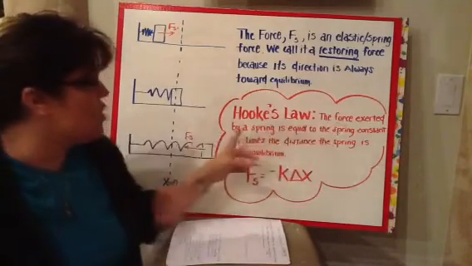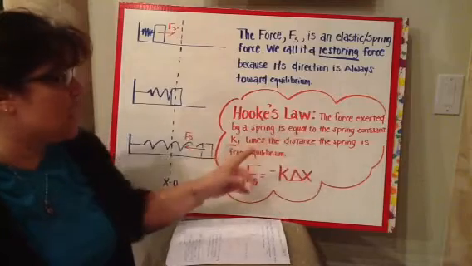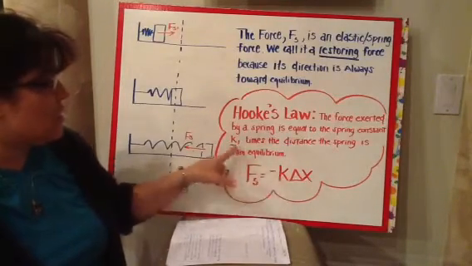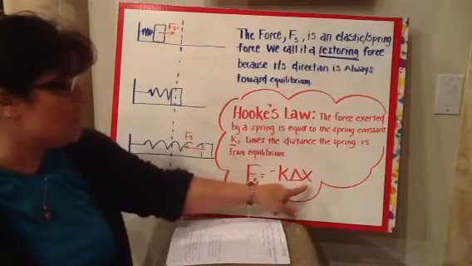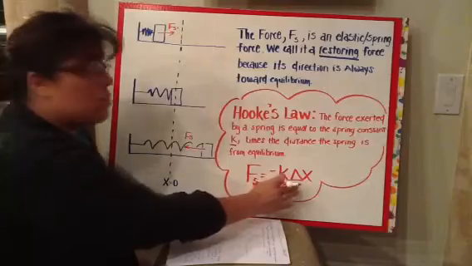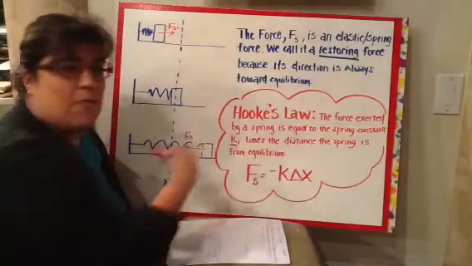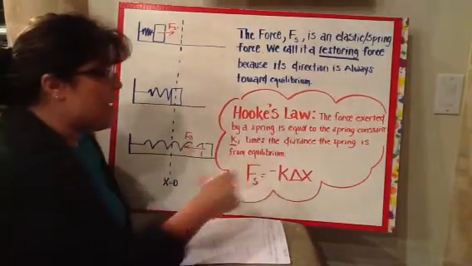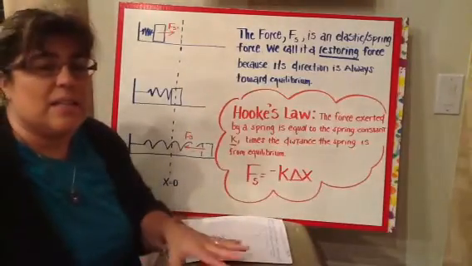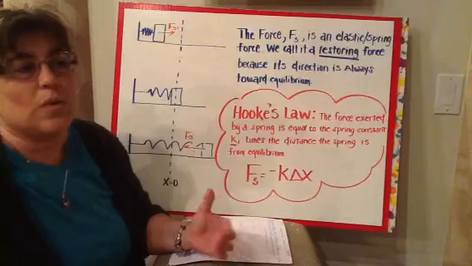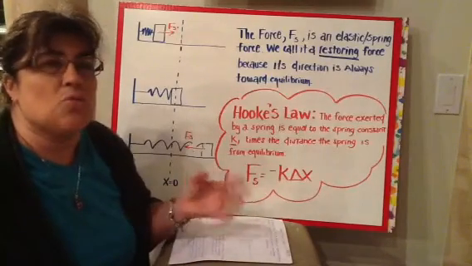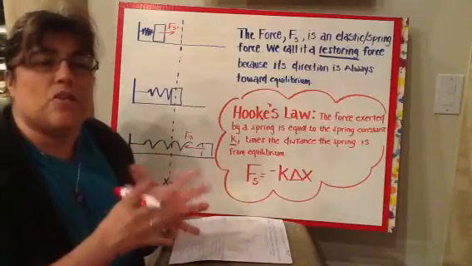The force exerted by a spring is equal to the spring constant K, and we're going to talk about what K equals, times the distance the spring is from its equilibrium. So the force is directly proportional to the displacement from equilibrium. This K value is called a spring constant, and it's inherent in the spring itself. So each spring has a different spring constant. Basically, it's how smushy or how springy the spring is.